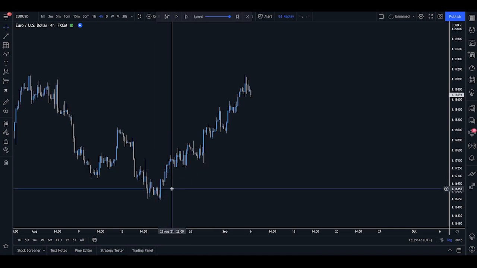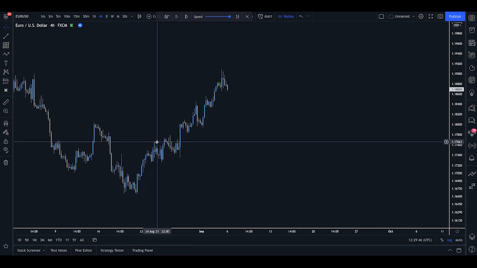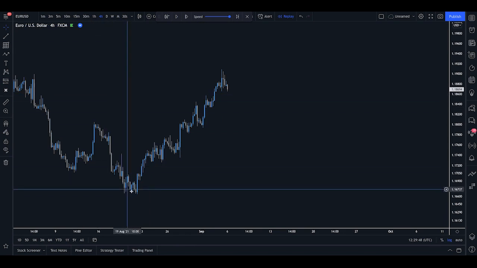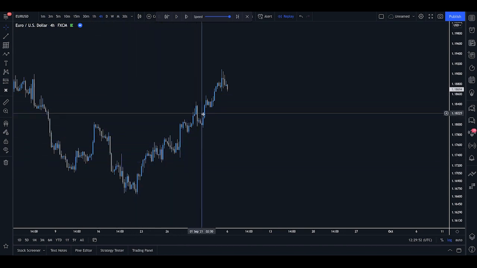Now let's look at a high time frame reversal trade. We can see here that the market is clearly uptrending on the 4-hour time frame from this low point, where we have higher highs, higher lows, higher highs, higher lows, and so on.